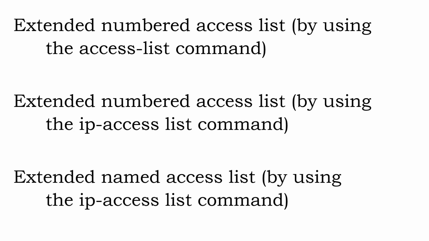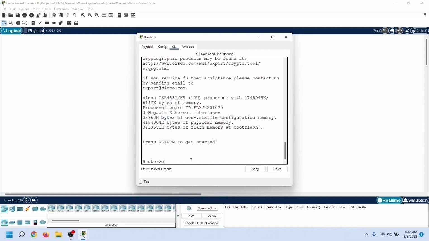Just like the standard access lists, you have three options to create an extended access list. You can use the access list command to create a numbered extended access list. Or you can use the IP access list command to create a numbered or a named extended access list. The process of creating and managing extended access lists is the same as the process of creating and managing standard access lists.